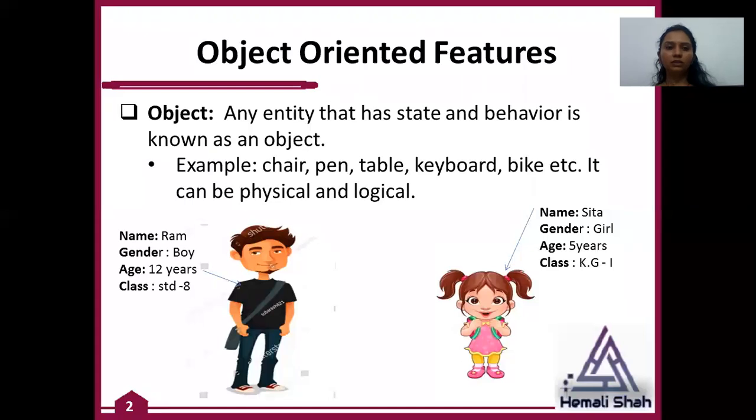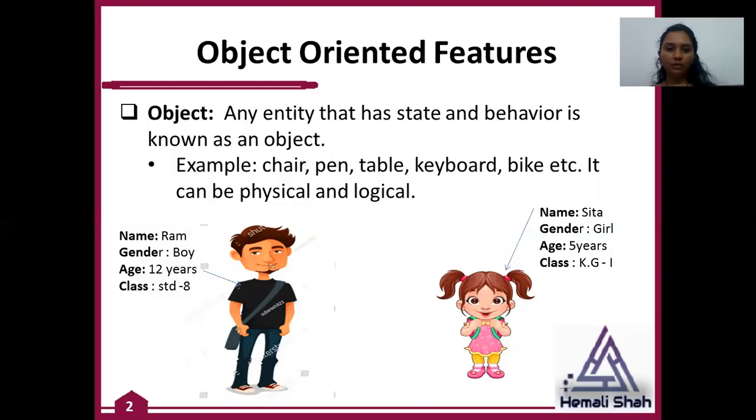The first feature is object. Now, what is an object basically? A real-time entity that has some state and behavior. All these real-time entities are called objects. For example, a chair. A chair has a color. It can be a small chair, a big chair for an adult, a rest-taking chair, or a non-rest-taking chair.